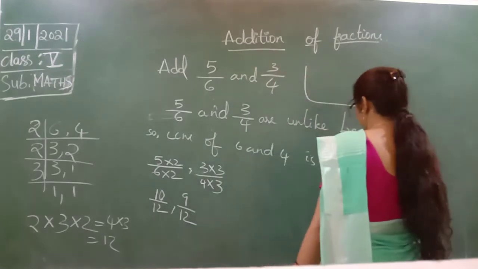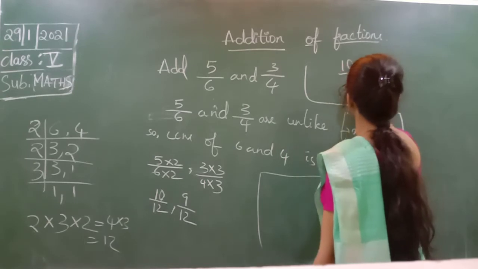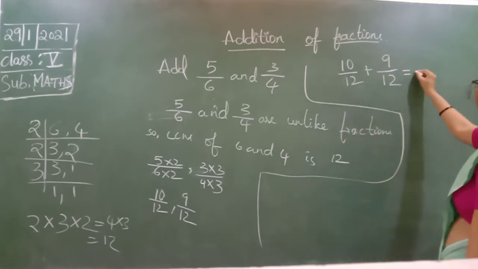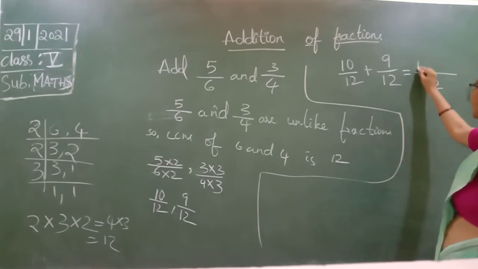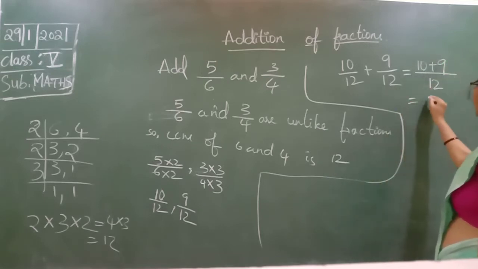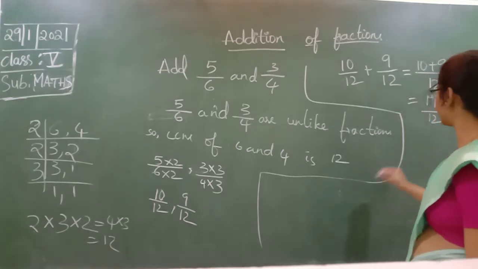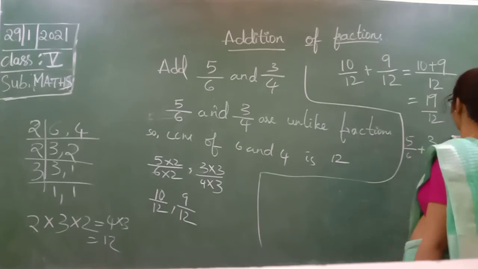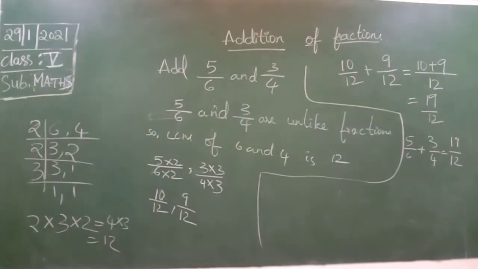Now we have to add them directly. 10 by 12 plus 9 by 12 equal to. You have to add them directly because they are like fractions. 10 plus 9 equal to 19 by 12. Therefore, the sum of 5 by 6 plus 3 by 4 is 19 by 12.